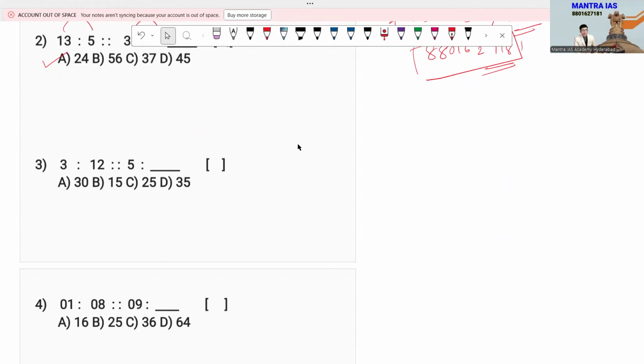3 is to 12, 5 is to how much? People feel that, sir, you told now the left side logic, 3 into 4. Then definitely you have to do one thing, that the right side must be 4, 5 into 4. It's not there. 20 is not an option. Of course, A is 30, B is 15, C is 25, D is 35.